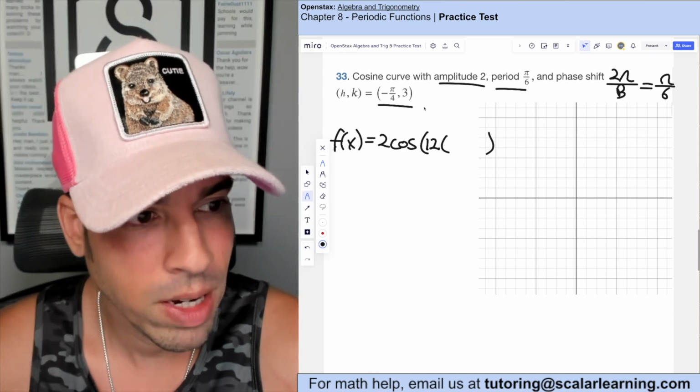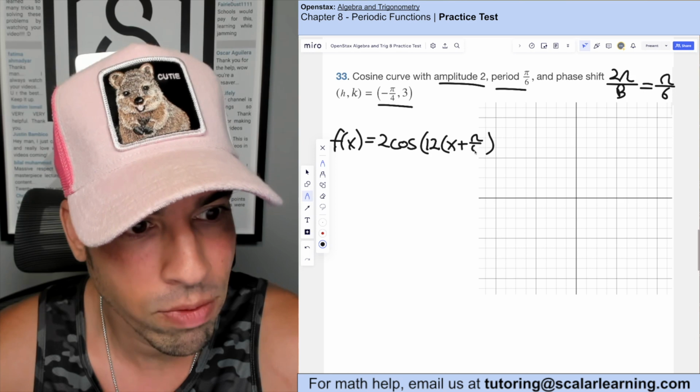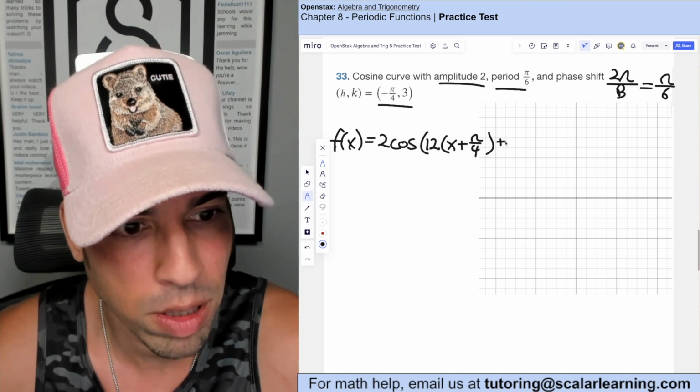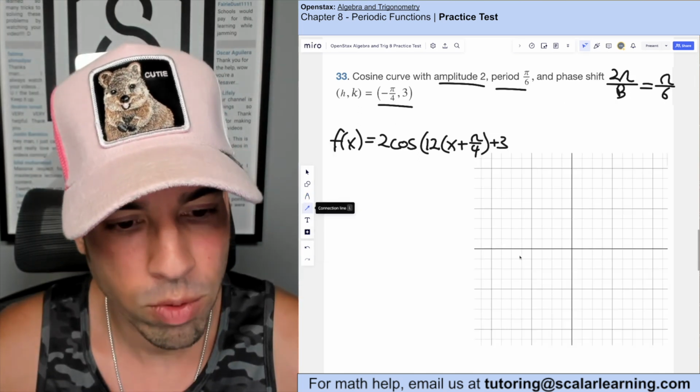Now we throw in that phase shift. Again, it's going to the left by pi fourths, which means we actually add pi fourths in here. And then the last thing we do is the plus 3, right? Because that's a vertical shift up by 3. So I just move the graph around so we have more room.